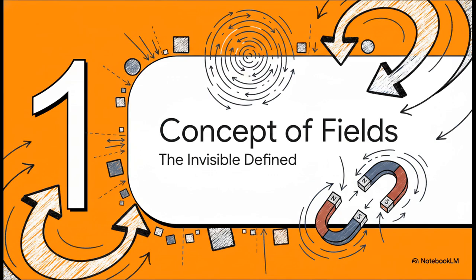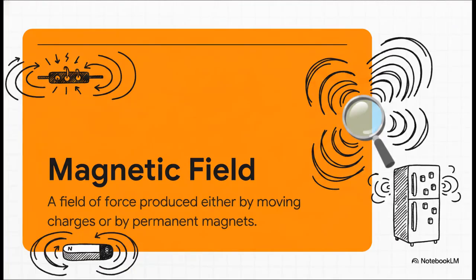Okay, Section 1, Concept of Magnetic Fields, the invisible defined. Right off the bat, a magnetic field is fundamentally a field of force, and it's produced by either moving charges or permanent magnets. We have to remember these aren't just magic invisible halos around your fridge magnets. They are actual physical forces, and they are generated by the movement of electrical charge itself.